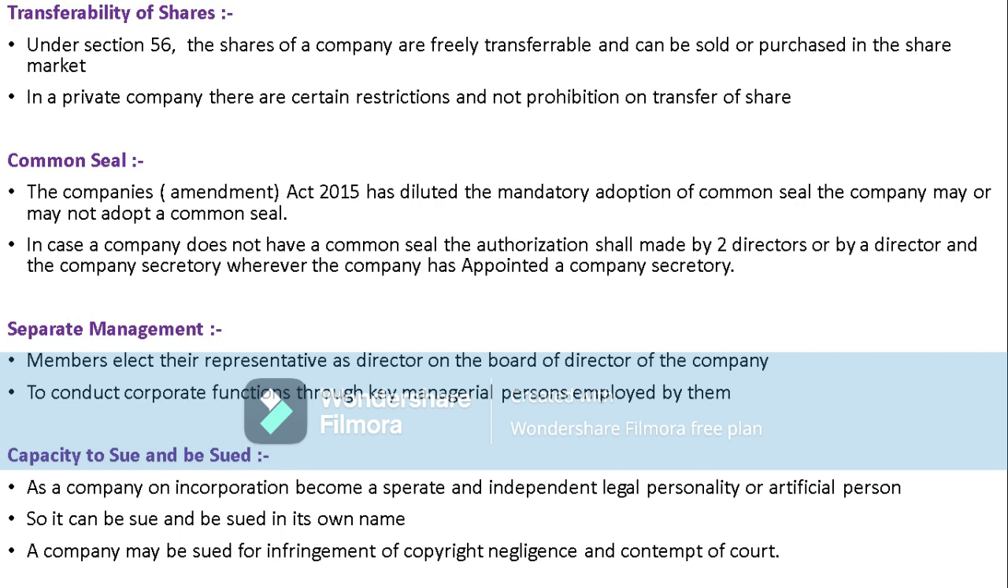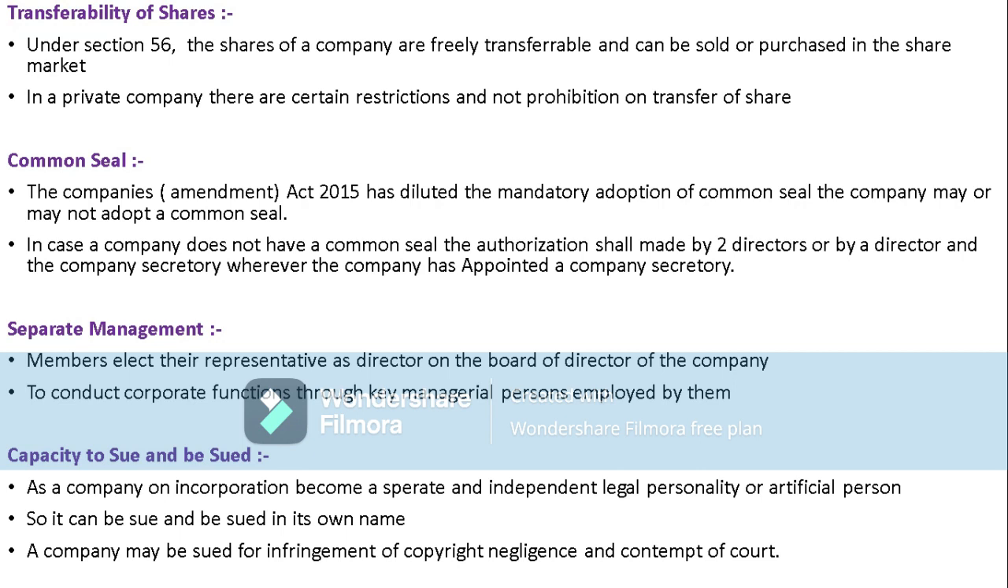But in a private limited company, there are certain restrictions on transferability of shares. There are only restrictions but not prohibition. They are not prohibited but only restricted to some extent. So it is not that easy to transfer shares in a private limited company, in one word. So transferability of shares is another feature of a company. Definitely a company will have shares, debentures, and other things, so whenever these exist, there exists the concept of transferability.